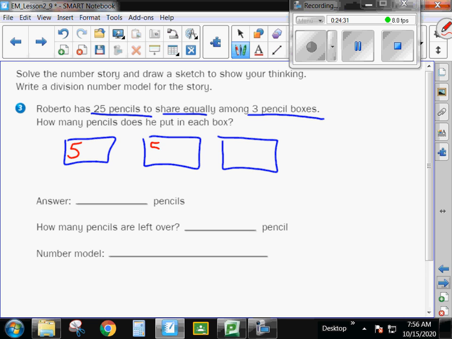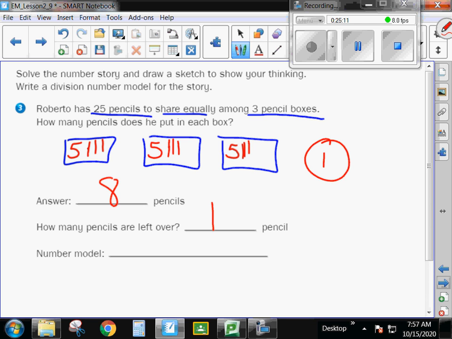So what if I do 5, 10, 15, 20, 25, then I can't do that. So I can't keep going by fives. So 5, 10, 15, now I'll just do by ones. 16, 17, 18, 19, 20, 21, 22, 23, 24, and out here is going to be my 25th pencil. All right, so now my answer, it wants to know how many pencils does he put in each box. He can put 8 in each box. Are there any leftover pencils? Yes, there's a leftover pencil of 1.